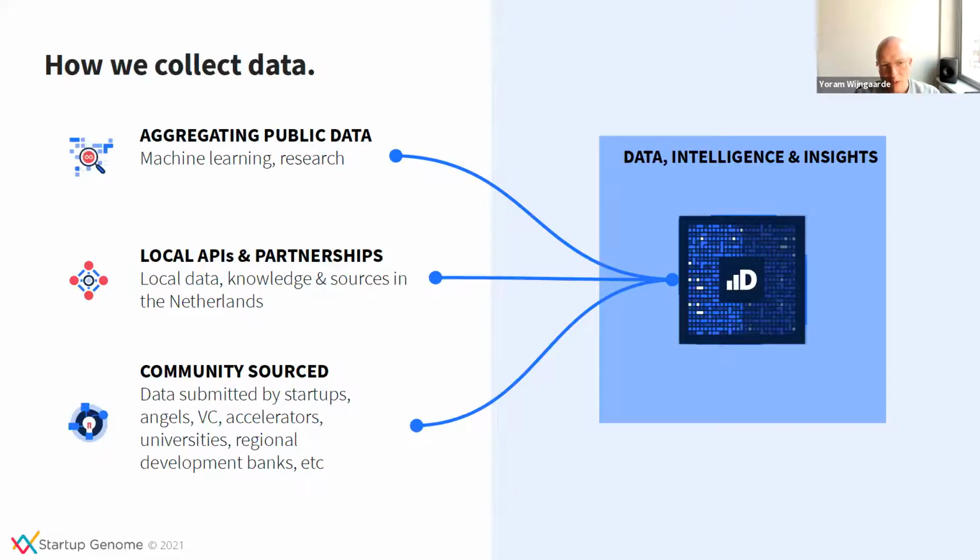So a quick word, because that always comes up, about how we collect data. We aggregate public data using machine learning and doing lots of manual research. That's a large part of what we do every day to make sure the data is fresh and high quality. At the same time, we have a lot of local partnerships, including the one with CAT, for example, in France, where we tap into local data, local knowledge, and local sources. And then thirdly, community sourced. So we have data that's being submitted to us by startups, angels, VCs, and then validated by us. Those three combined go into the database, which we then use to create intelligence and insights.